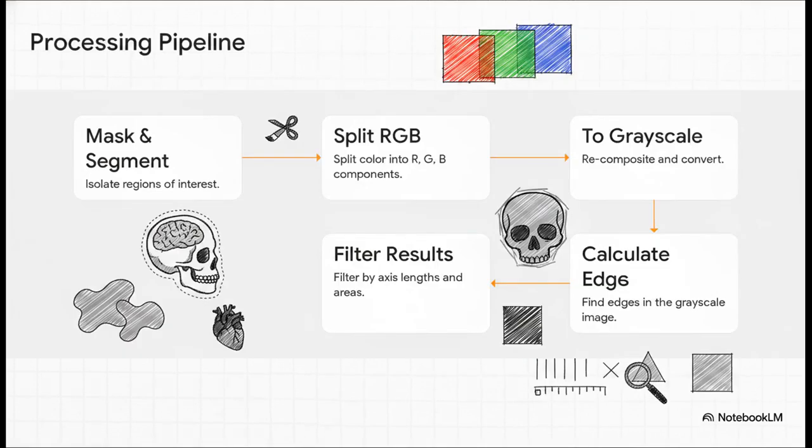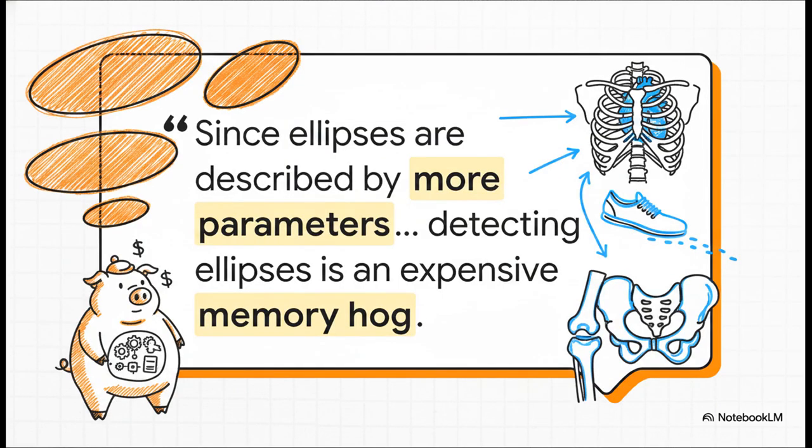And the crazy thing is, you can't just feed a raw normal picture into the algorithm. Oh no, you have to run it through this heavy multi-step image processing pipeline first. You start by masking and segmenting the background, then you're splitting the image into red, green, and blue components to isolate what you want. Next, converting it all to grayscale. Only then can you finally calculate the edges of the shapes and filter the results. It's a rigorous, fast-paced gauntlet you have to run just to prep one simple digital image for detection. It's like one Matlab expert noted while working on this exact issue: since ellipses are described by more parameters, detecting ellipses is an expensive memory hog. It takes a tremendous toll on a computer's memory.